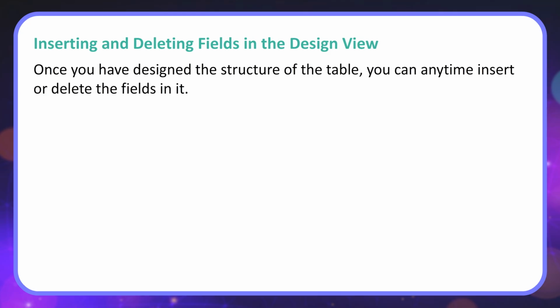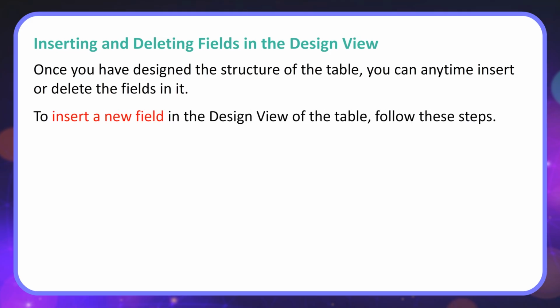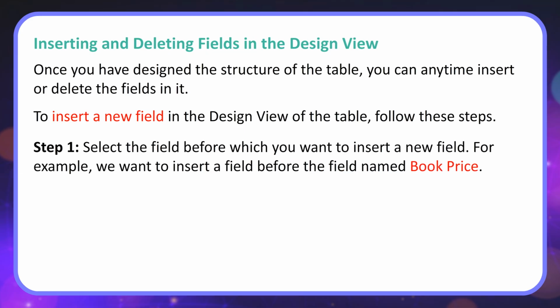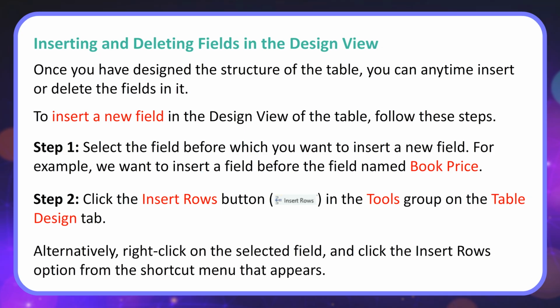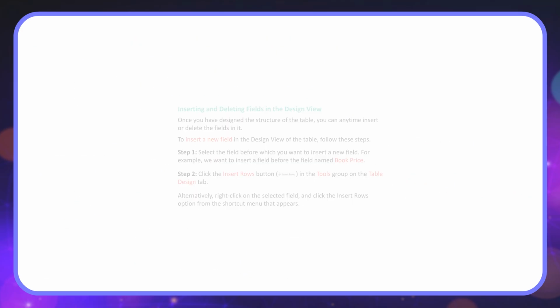Inserting and deleting fields in the Design View. Once you have designed the structure of the table, you can anytime insert or delete the fields in it. To insert a new field in the Design View of the table, follow these steps. Step 1. Select the field before which you want to insert a new field. For example, we want to insert a field before the field named Book Price. Step 2. Click the Insert Rows button in the Tools group on the Table Design tab. Alternatively, right-click on the selected field and click the Insert Rows option from the shortcut menu that appears.